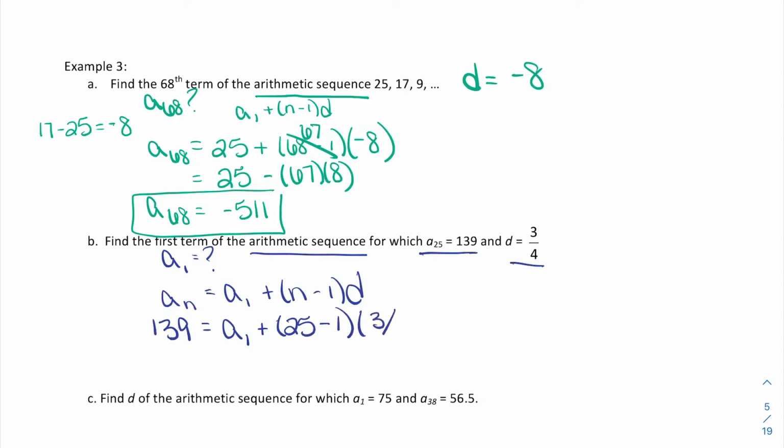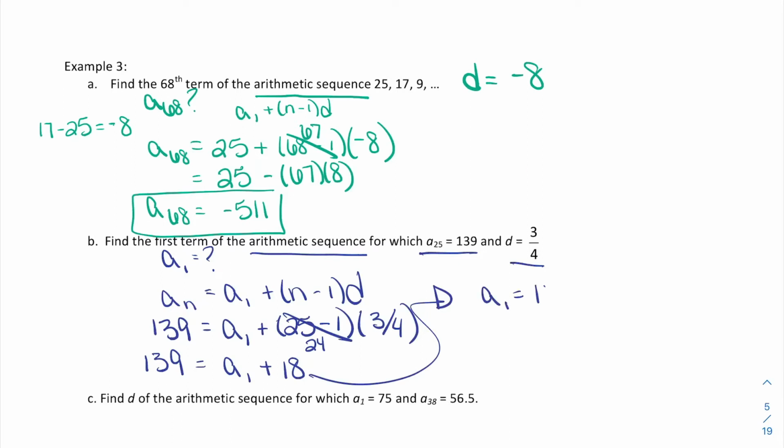And D is 3/4. So 25 minus 1 is 24. 3/4 of that is 18. So A sub 1 plus 18 equals 139. Carry my math over here. When I subtract 18, I'm gonna get A sub 1 to be 121. Okay, so finding that piece of information.